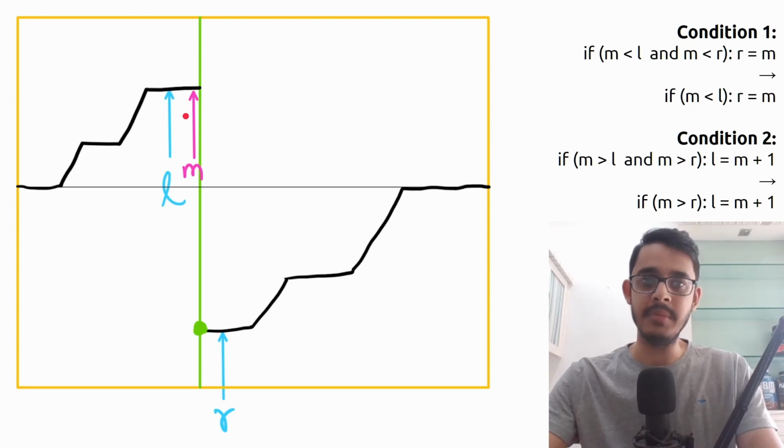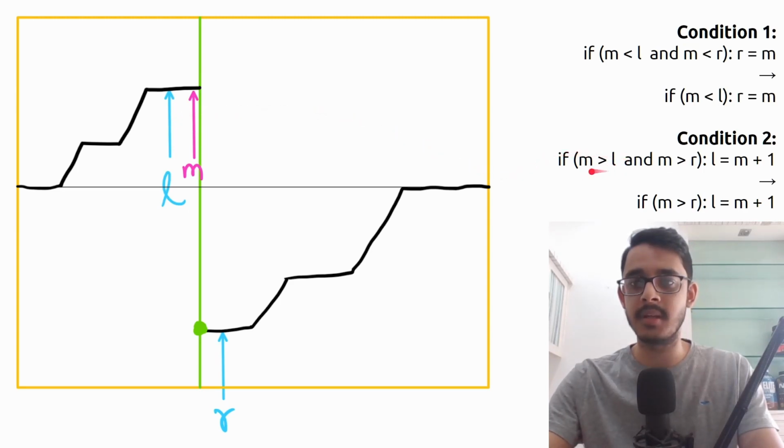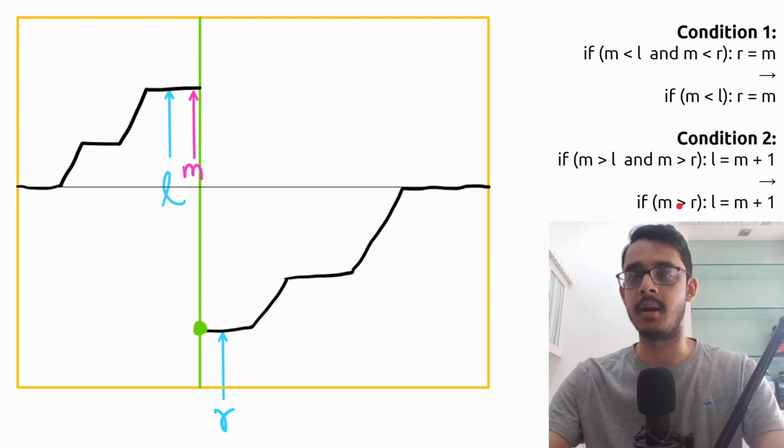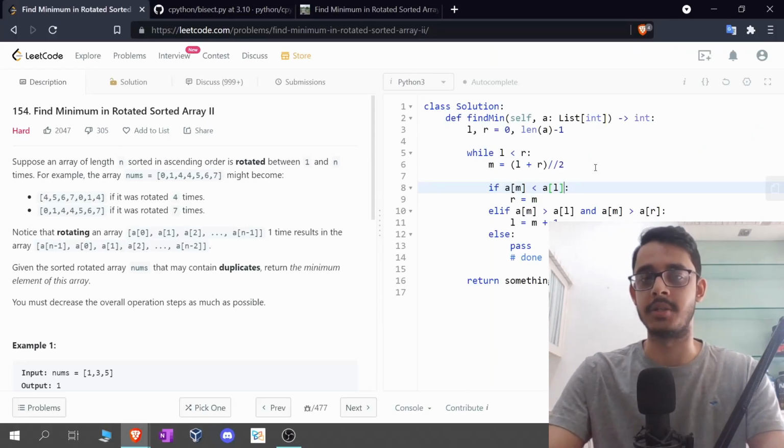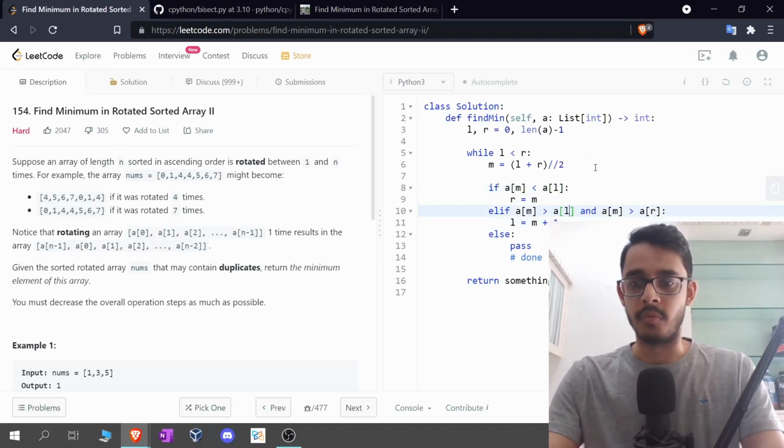But the thing is, M is equal to L. So the M greater than L condition is no longer followed. So this is the useless one in this case, and we can convert it to M greater than R. So basically remove the M greater than L condition. So we'll remove this condition over here, and we're good to go.